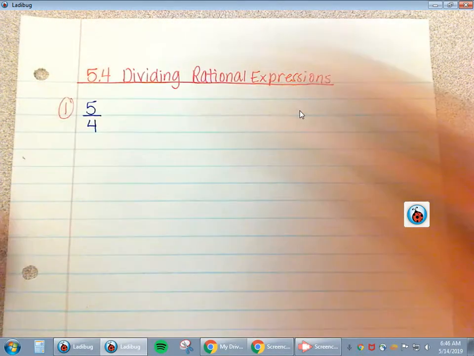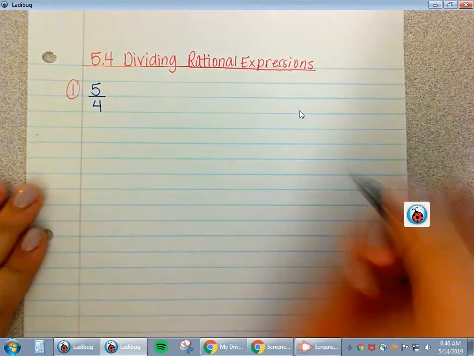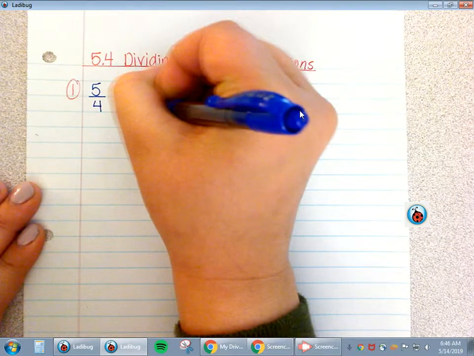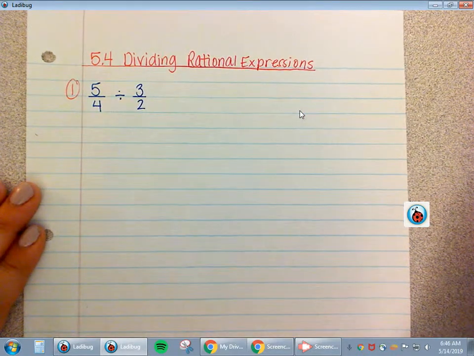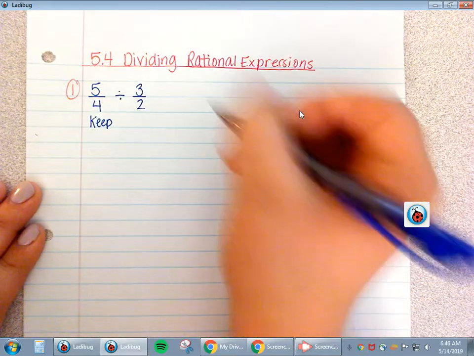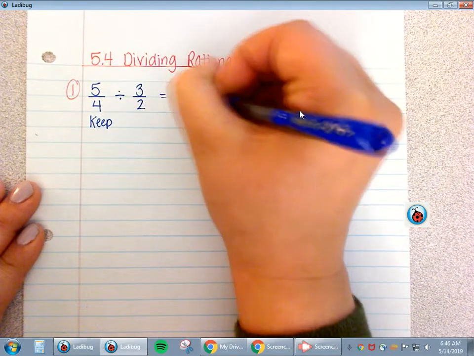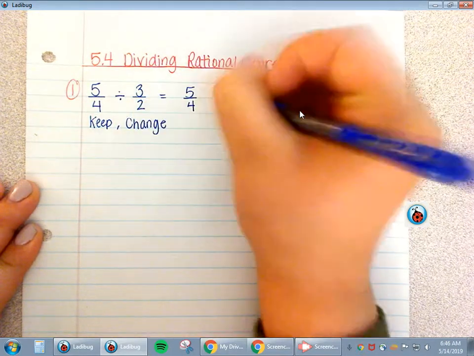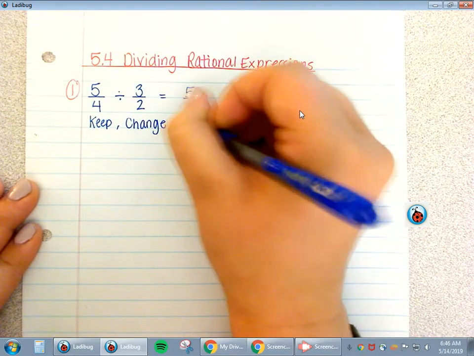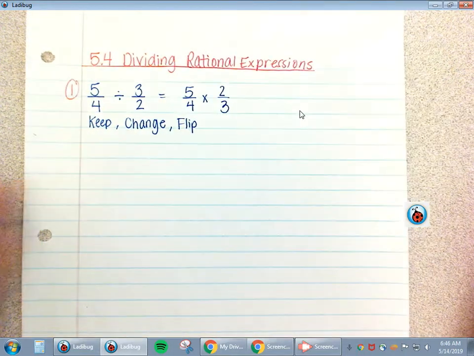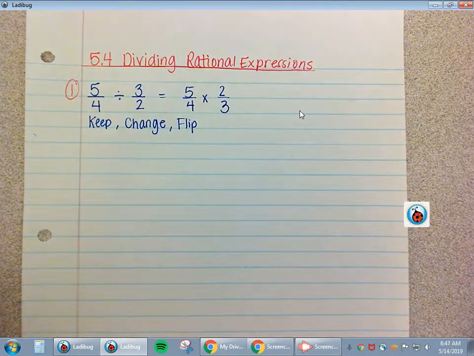So, say I was doing just a regular division with fractions, like 5/4 divided by 3/2. Remember that keep, change, flip is the method. So, keep the first fraction as 5/4, change the divide into multiply, and then flip or find the reciprocal of the last fraction. So multiplying by the reciprocal is the same as dividing by the original.